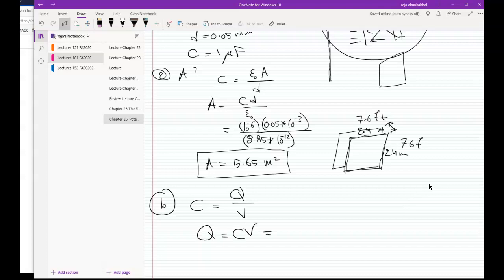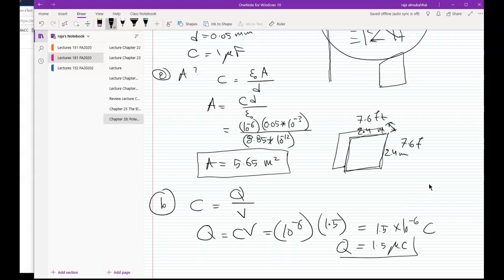The capacitance here is 10 to the negative 6, multiplied by the voltage 1.5 volt, which is basically the typical voltage of your AAA battery. So that will be 1.5 times 10 to the negative 6 coulomb, correct? Which is basically 1.5 microcoulomb. That's the charge on this capacitor. Okay, all right, good.